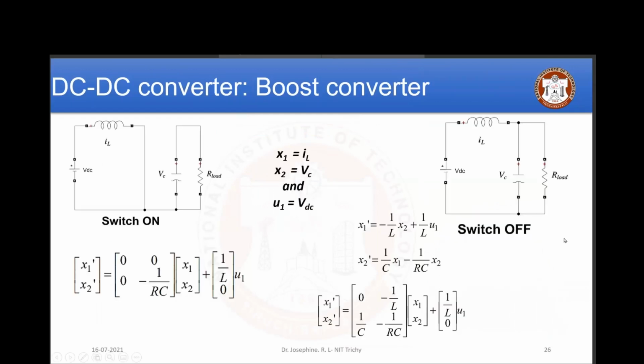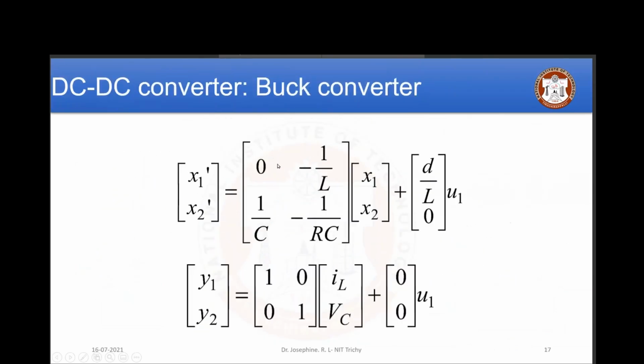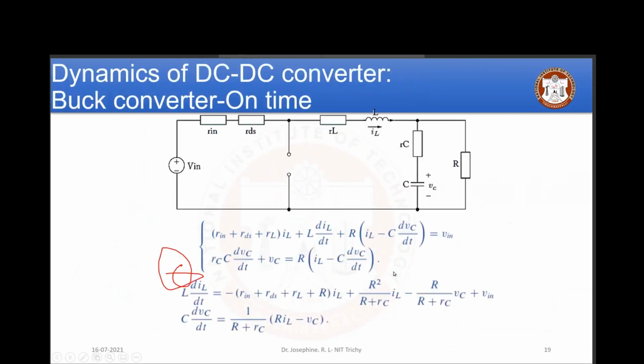And if you see that same, that off state is equivalent to the buck converter on state value, whereas the on state will have something different. So in the buck converter, now you can see almost the same equation. Let us see the buck converter. If you see the buck converter, 0, minus 1 by L, D by L, like this you can see.